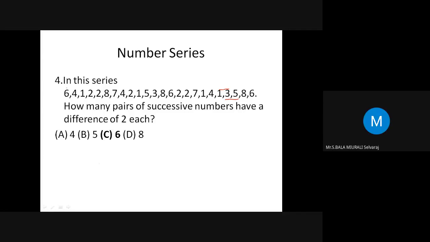So 6, 4 is one pair, successive numbers with 2 difference. 4, 2, successive pair, 2 difference. 5, 3. 8, 6. Right? You either take 1, 3 or 3, 5. That is up to you, because 3 has to be used only one at a time. Got it? 6 pairs. Understood? Yes, sir.